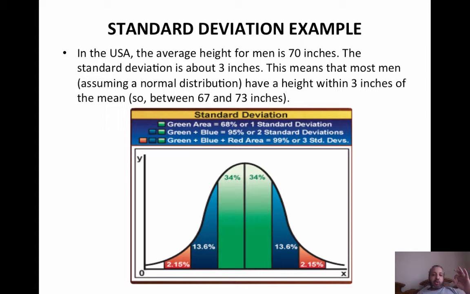So now, this is the important part. The standard deviation, this is real, by the way. I'm not making this up. These are real statistics. The average height is 70 inches. The standard deviation is 3 inches. What does that mean? Now we have to go back to the normal distribution, this bell curve that you see right there. So pay attention.